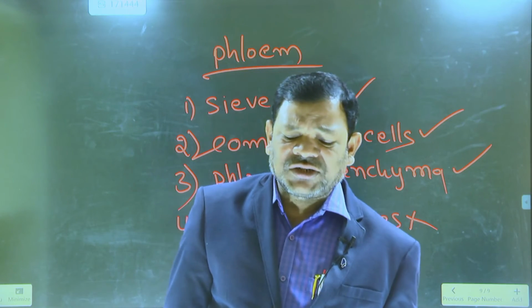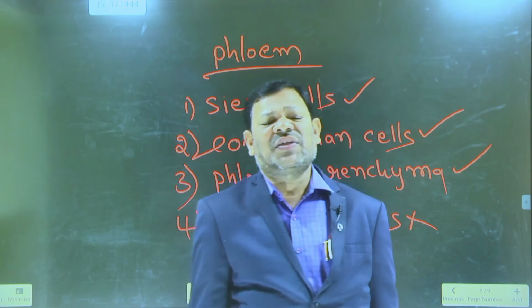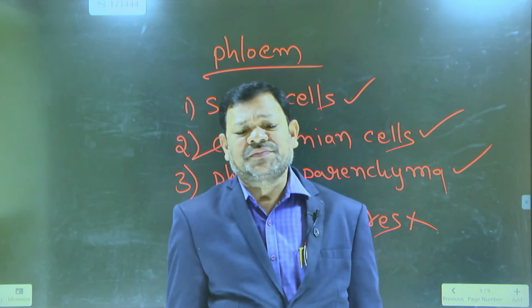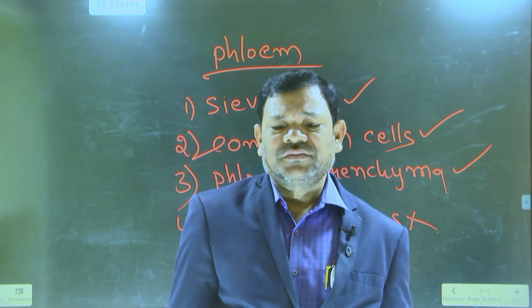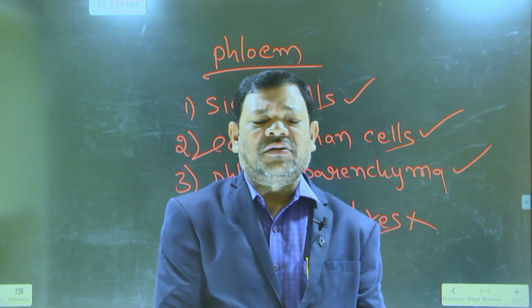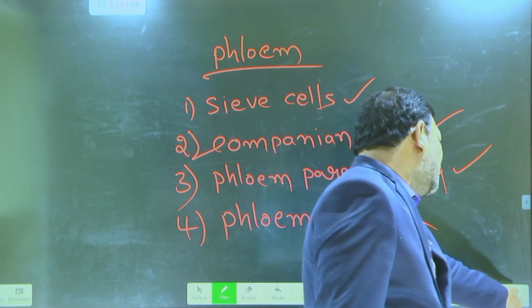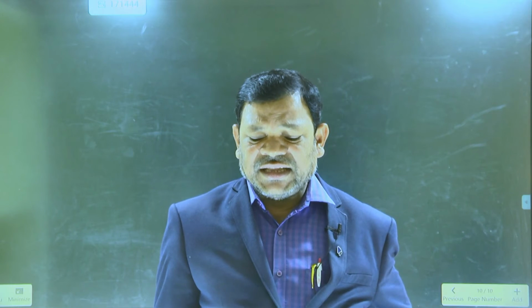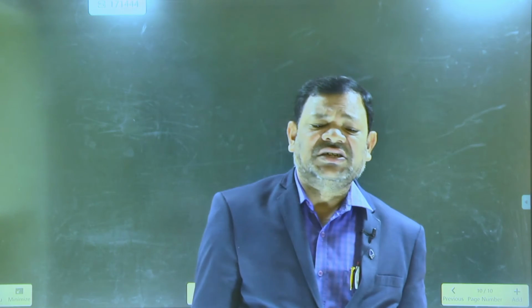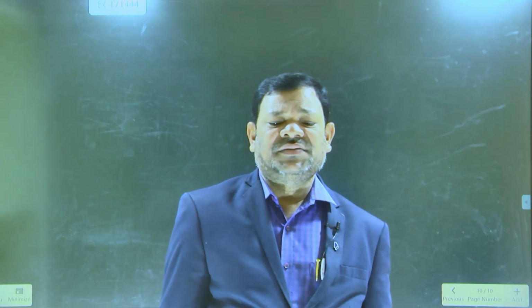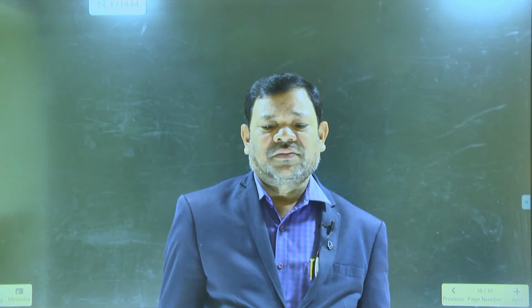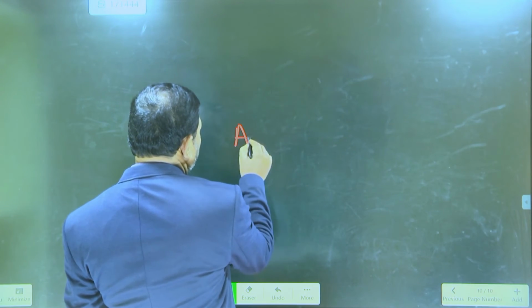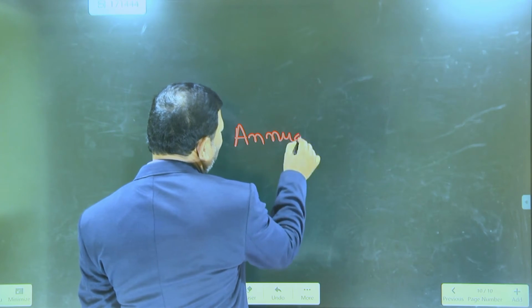Okay. In plant tissues, how do we identify the age of the plant, can you tell me? For example, according to your date of birth you say, I am 9 years old, I am 10 years old, I am 12 years old. How can you say the age of plants? The age of the bark of the tree. Yes. That is called annual rings.